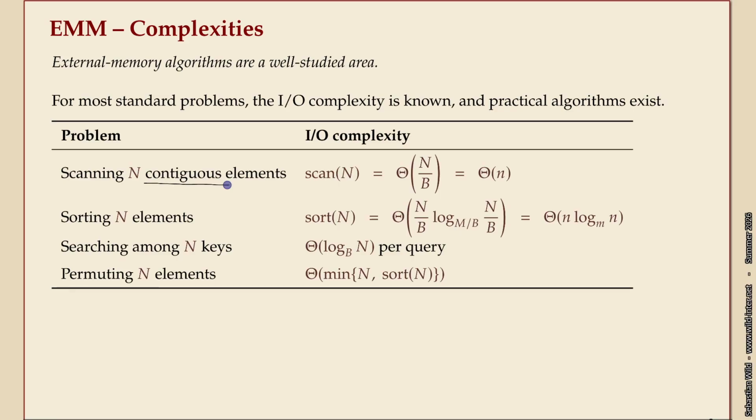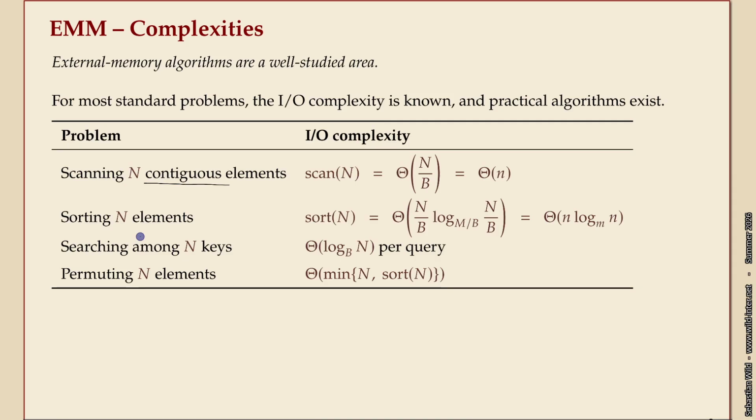Well, I load the first B of them into my internal memory, then I can read them. And then I can load the next block of B elements into internal memory and read them. So I'm only going to load one block for every B elements. So with N over B, or theta of little n, block IOs, I can read N elements. Remember, we don't pay for the computation. It's only IOs.